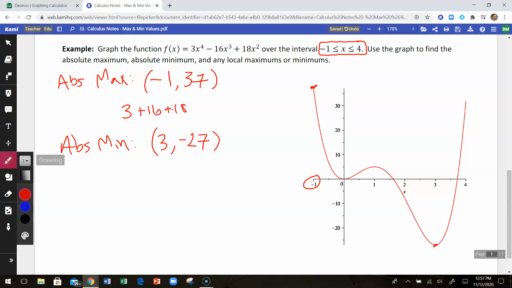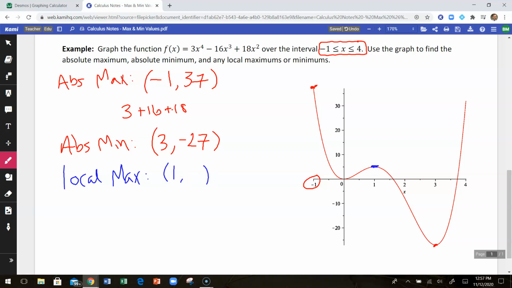Okay, so that's absolute. And then local, where we have local extrema. So we'll start with local maximums. That would occur here at 1. The y value there would be 5. And that's the only one that I have. I don't have any other of those peaks. Local minimum should be a couple. One, we already know this is going to be one over here at 3, so 3, negative 27, but also we have one here at 0, 0.